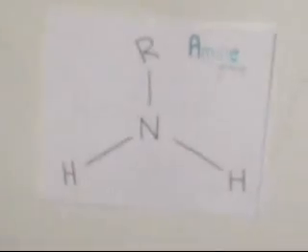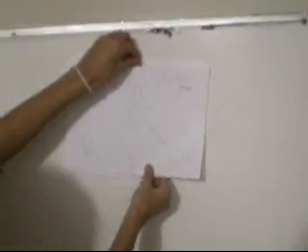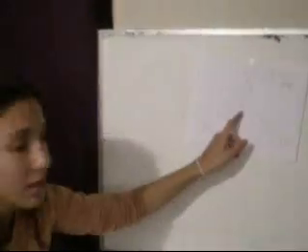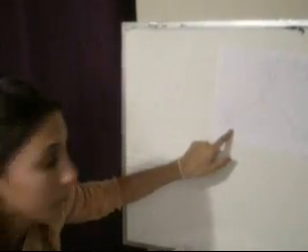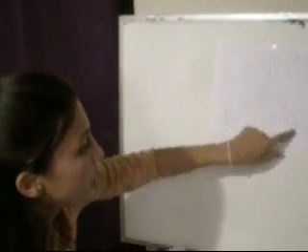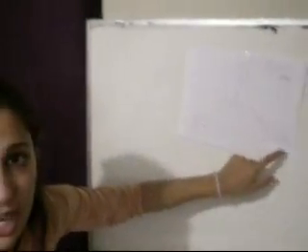A third example is an ester. An ester functional group consists of a carbon double bonded to an oxygen connected to an R group and then connected to another oxygen which is connected to an R group. Do you understand? Yes. Great.